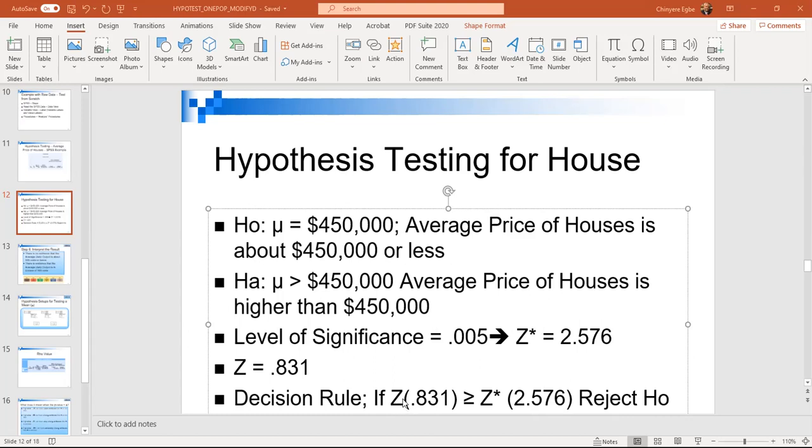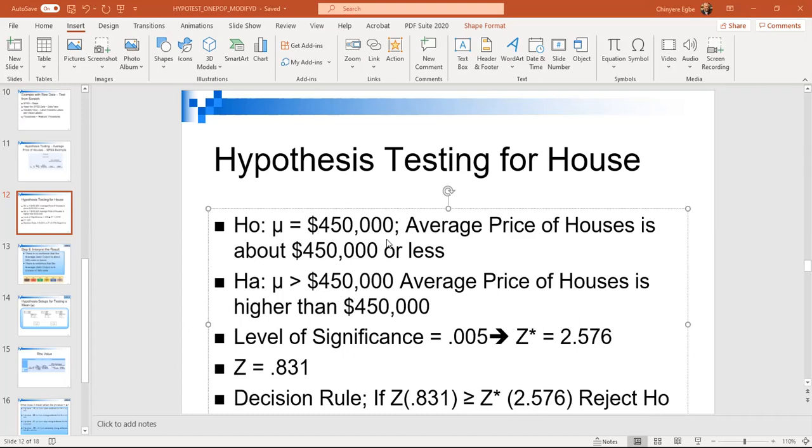So if Z is 0.831, is it greater than 2.576? Would you reject the null hypothesis? Tell me the correct answer. We do not reject that. You do not reject the null hypothesis. You cannot, because Z of 0.831 is not greater than 2.576. So you cannot reject the null hypothesis.